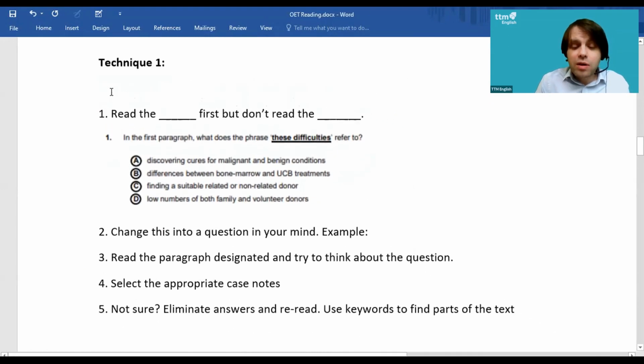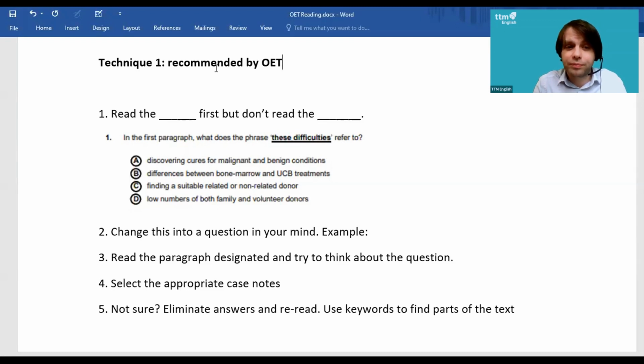Now, I know there are different reading techniques. You don't have to do this one if you have a better one. But this is one recommended by OET, because when I did my OET training, this is what they made me do. Okay? So the first thing we're going to do: what do I mean by technique, actually?